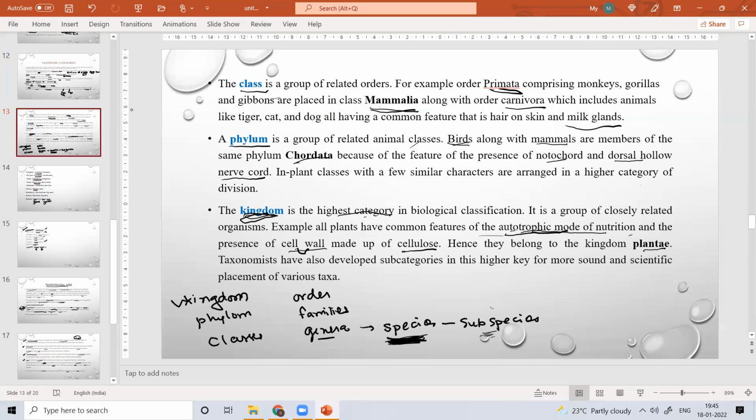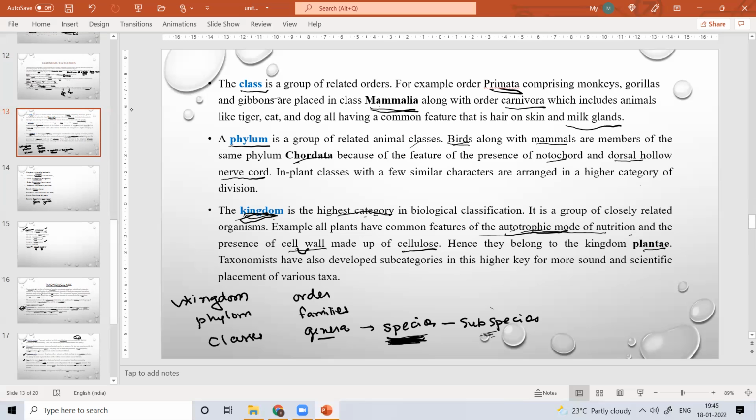Here, class consists of different orders, and an example of this is Mammalia. Class Mammalia includes Primata and Carnivora. The next level of classification is phylum. Phylum includes the group of related animal classes. That means birds, mammals, all are included in the phylum Chordata.